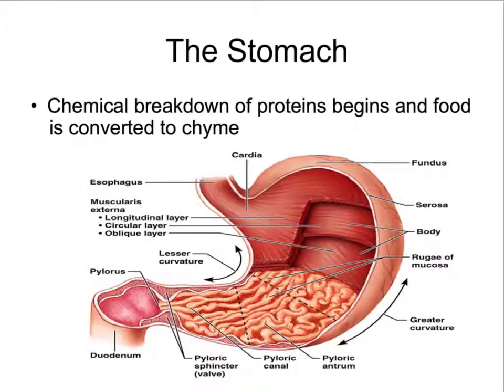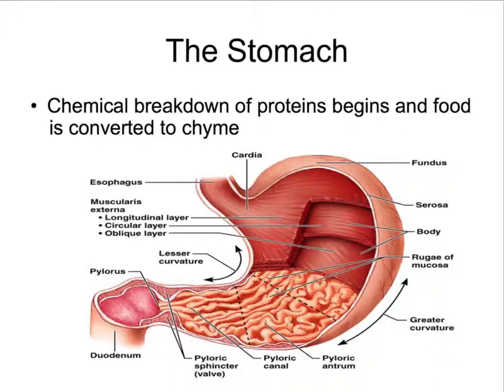So look at the structure of the stomach here. Up at the top, we have what's called the fundus. And the tissue is called the serosa. And then the main bulk of the stomach is called the body. And then inside, it's all wrapped, and you see the muscles, how they go. You have a longitudinal layer, circular layer, and oblique layer. This is so that your stomach can churn in all different directions to churn up your food.